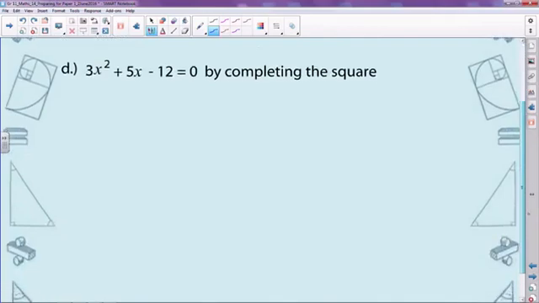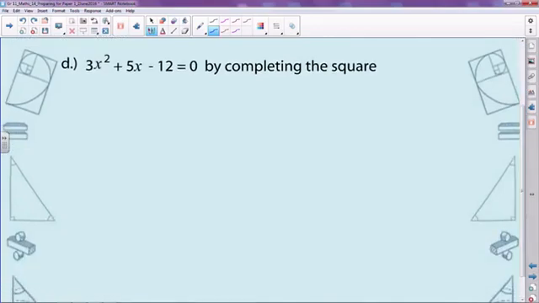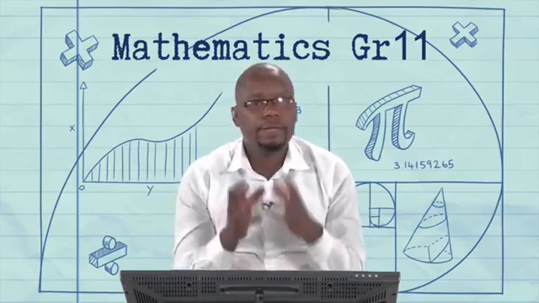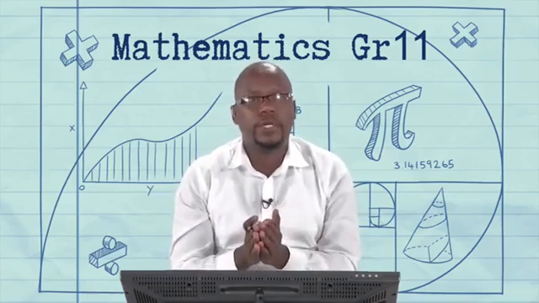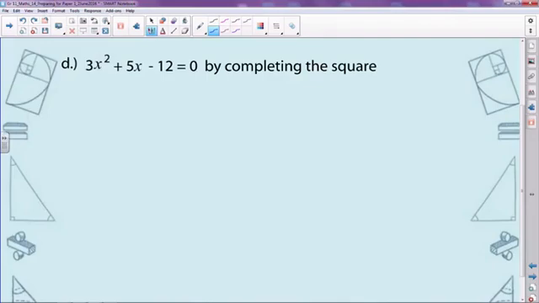Guys, I want you to listen very, very carefully here, even though we did it in the past, but let's just make sure, because your completion of a square takes you to your graphs in the form of y equals a into x minus p squared plus q. First of all, we make sure that we transpose the c part. It should be in the form of ax squared plus bx plus c. So you get your 3x squared plus 5x is 12, right?